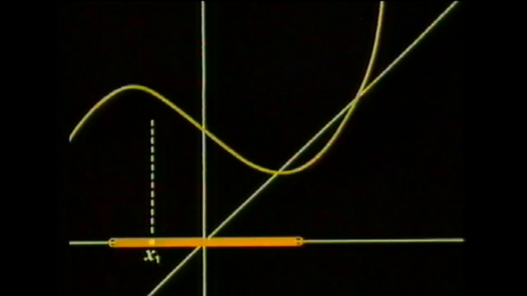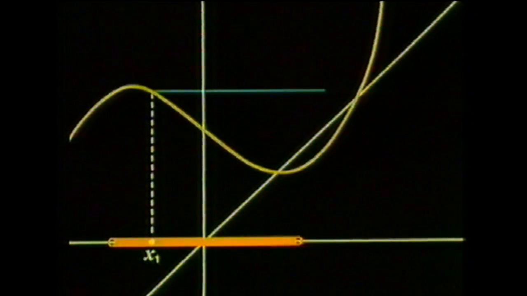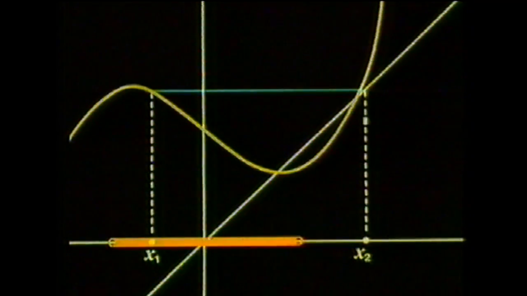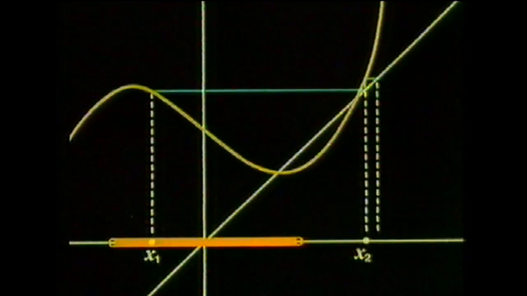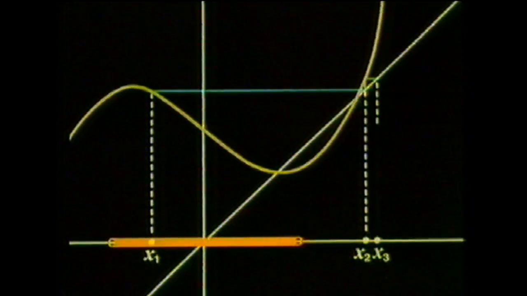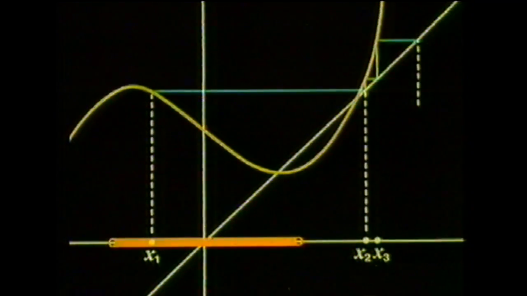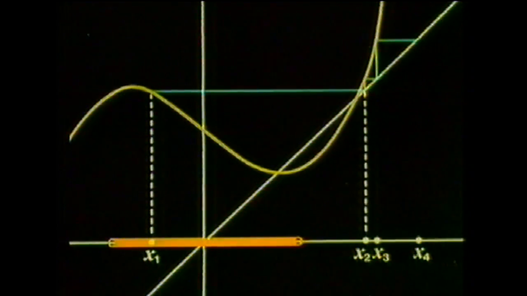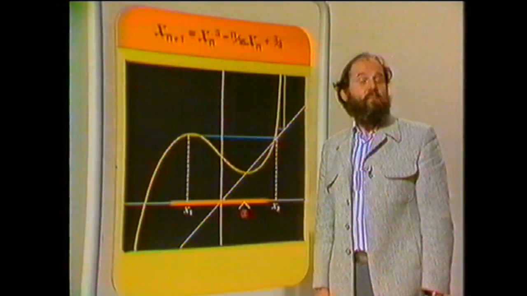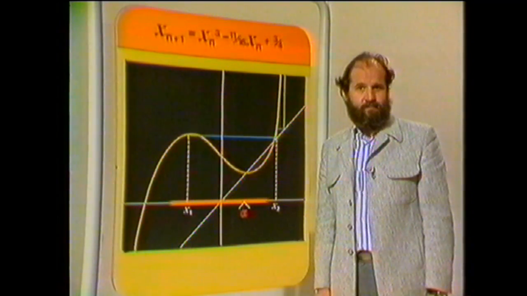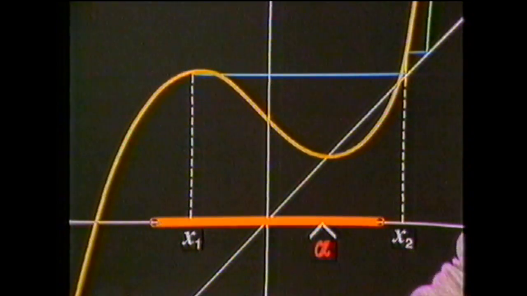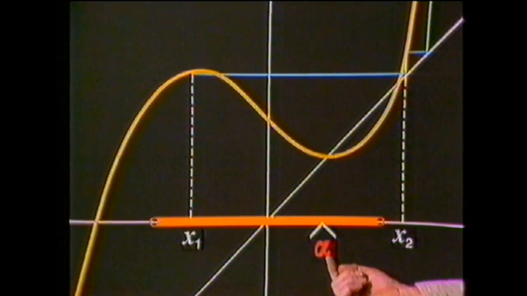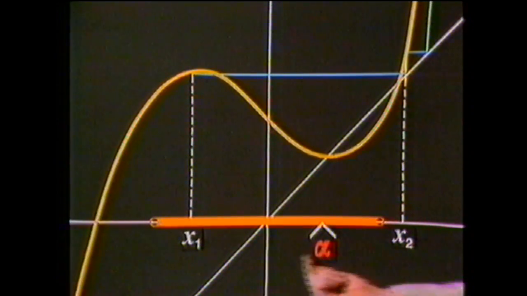We started in the interval, so we should have got closer to alpha. But x2 is outside the interval. And x3 is even further away. And we get a staircase away from the solution. Well, how did we manage to jump outside the interval? Starting in this interval guarantees that x2 is closer to alpha than x1. And so it is. Alpha is here, and x2 is closer than x1.